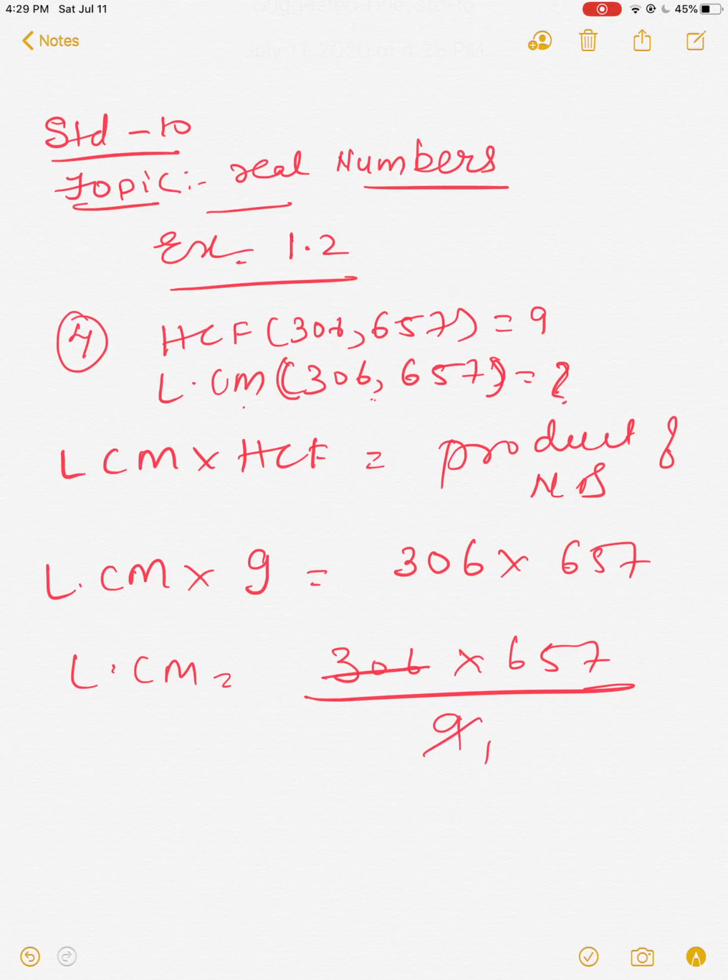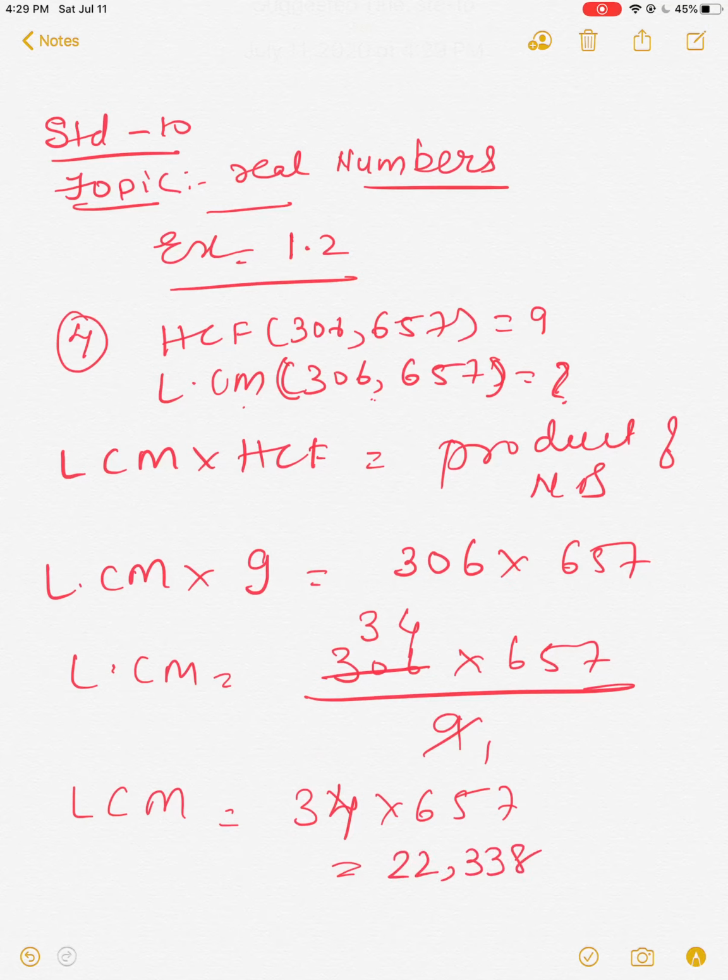9 ones are 9, 9 threes are 27, 9 fours are 36. So LCM is equal to 34 into 657. If you multiply this, 34 into 657, it comes to be 22,338.